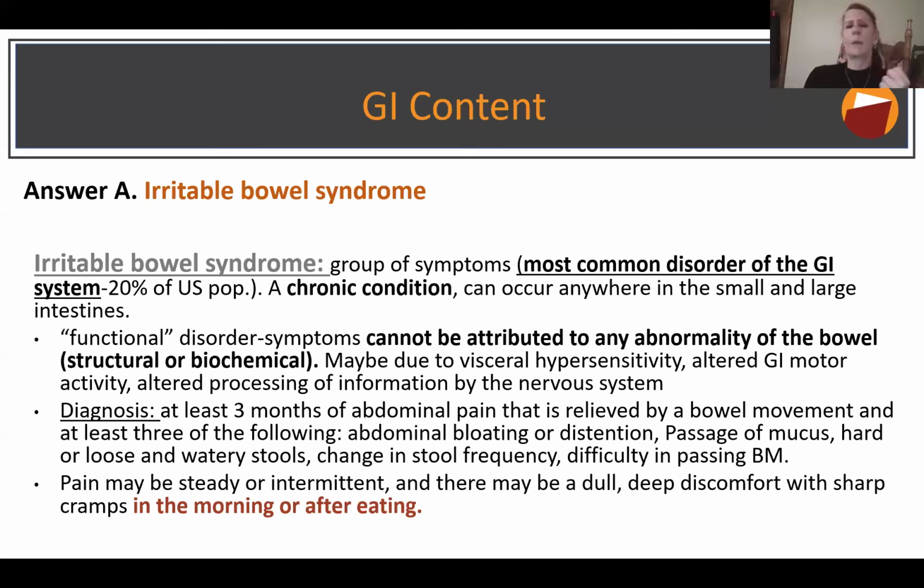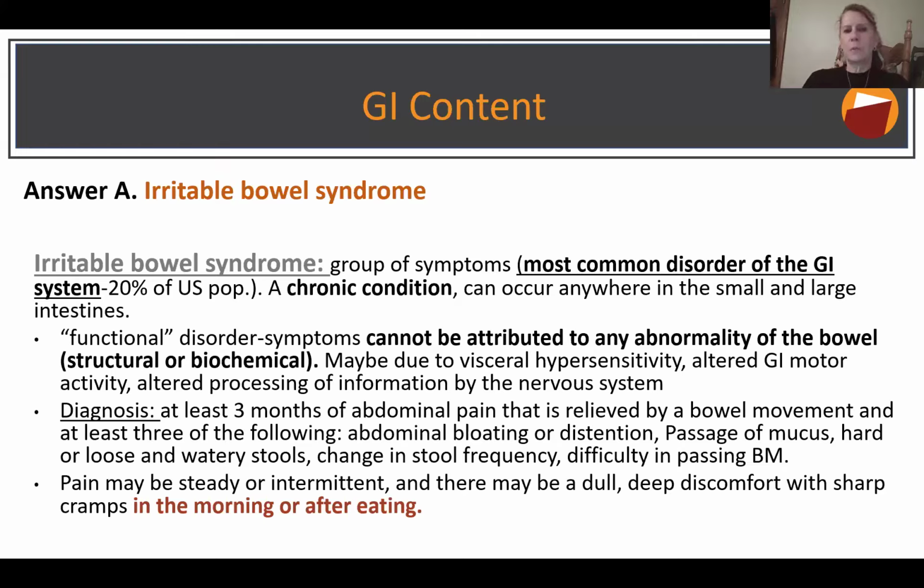They think it's due to some people just having visceral hypersensitivity, or maybe some people have altered GI motor activity, or maybe it's processing information in the nervous system. They don't really know. So for diagnosis, they have to have at least 3 months of abdominal pain. It's relieved by a bowel movement. That would be a key in a question. And they have to have at least 3 of those other things, like bloating, distension, all of those types of things.